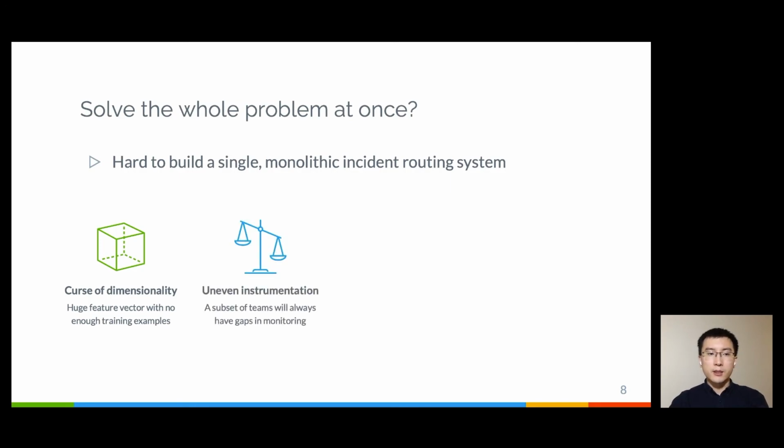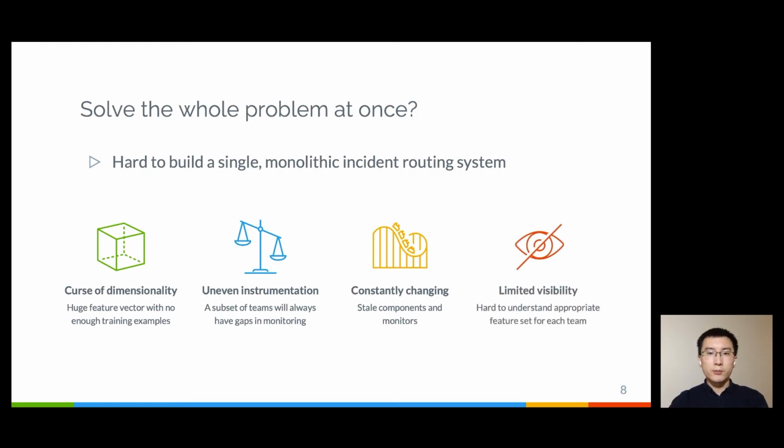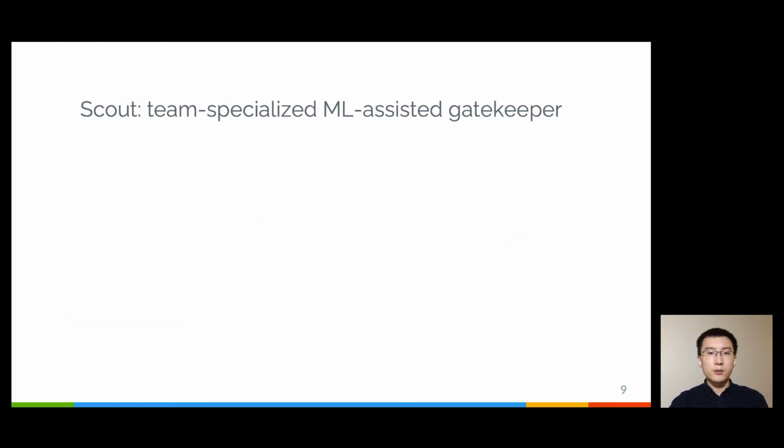The second problem is uneven instrumentation. A subset of teams will always have gaps in monitoring, either because the team has introduced new components and analytics have not caught up, or simply monitoring is just hard. The third problem is the input is constantly changing. We may constantly experience stale components and monitors. The fourth problem is limited visibility. Because we're sitting at a global position, it is difficult to understand the appropriate feature sets from each and every team. So here we present Scout, a team-specialized gatekeeper.